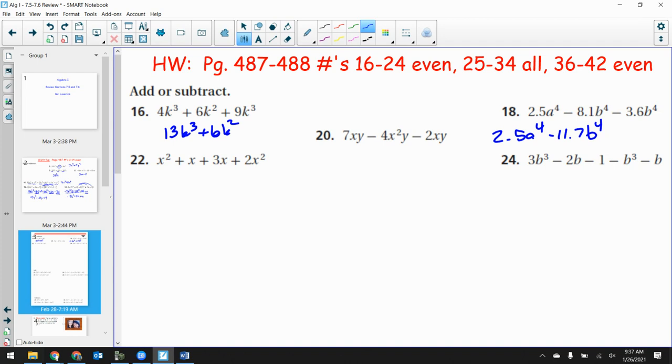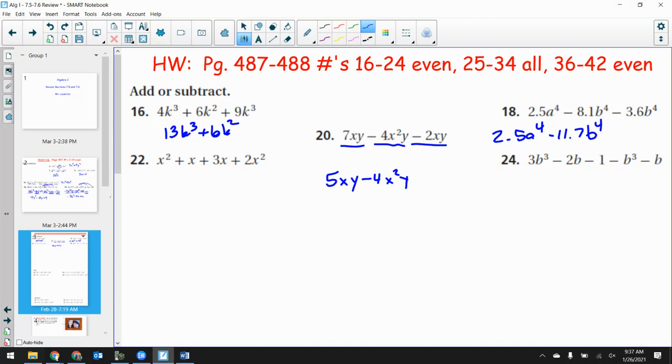All right, number 20. Gavin. Oh, Gavin, you weren't here, so were you? No. You want to try this one? Not really. Jake. Well, what is it? Are there any other things that combine with the 7xy? Okay, so what's 7 minus 2? Good. Is there anything to combine with this? No. Not so bad, right?